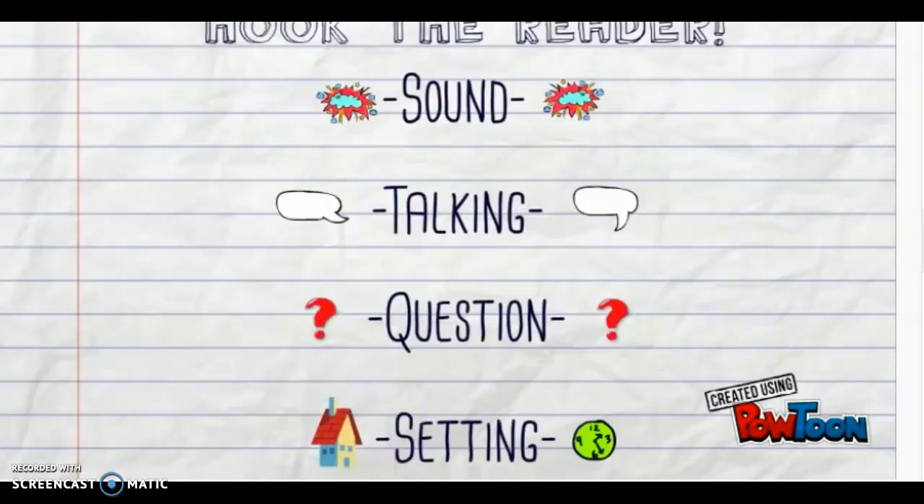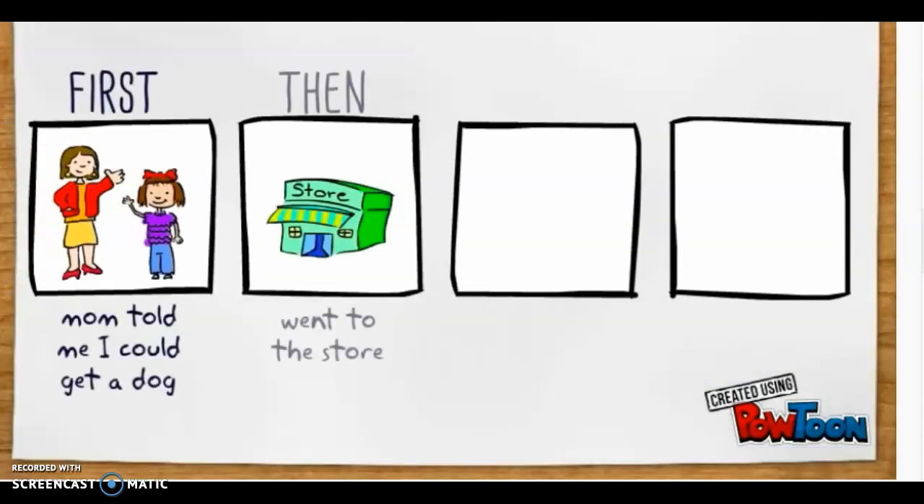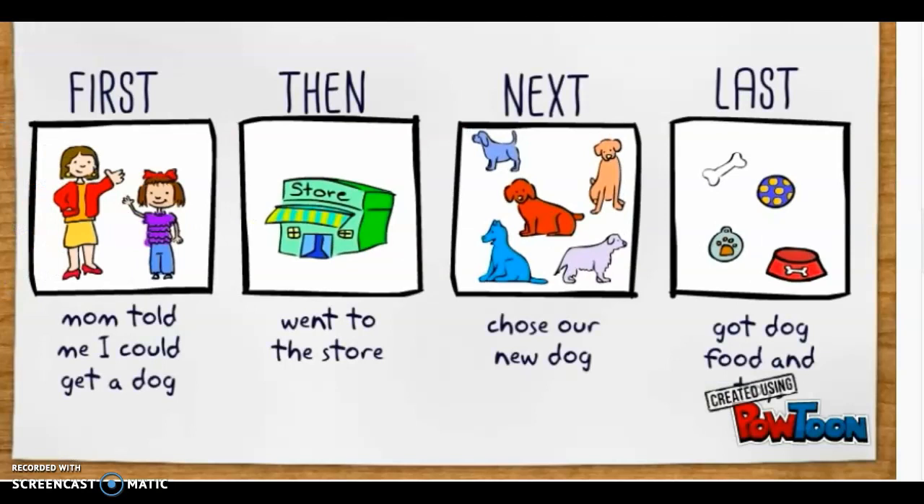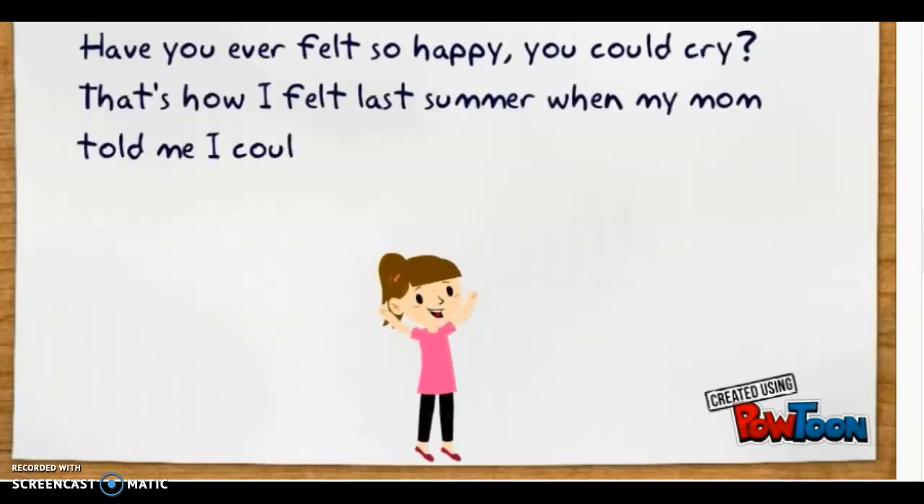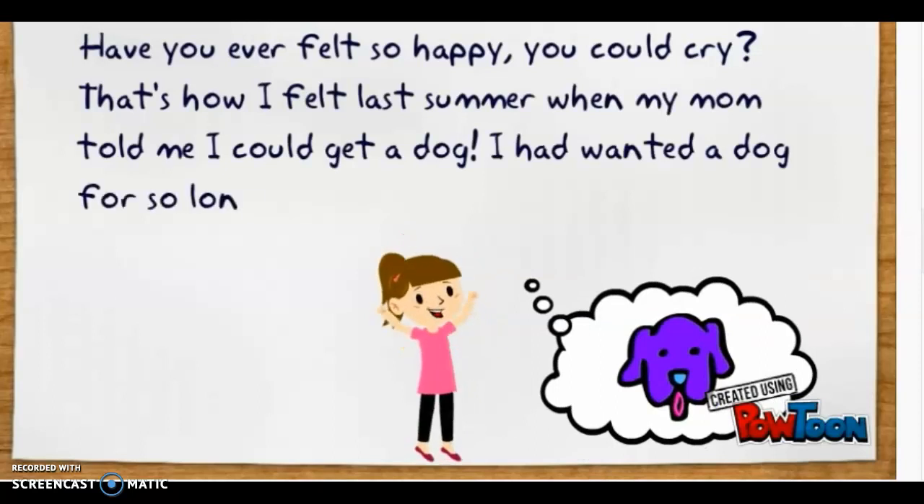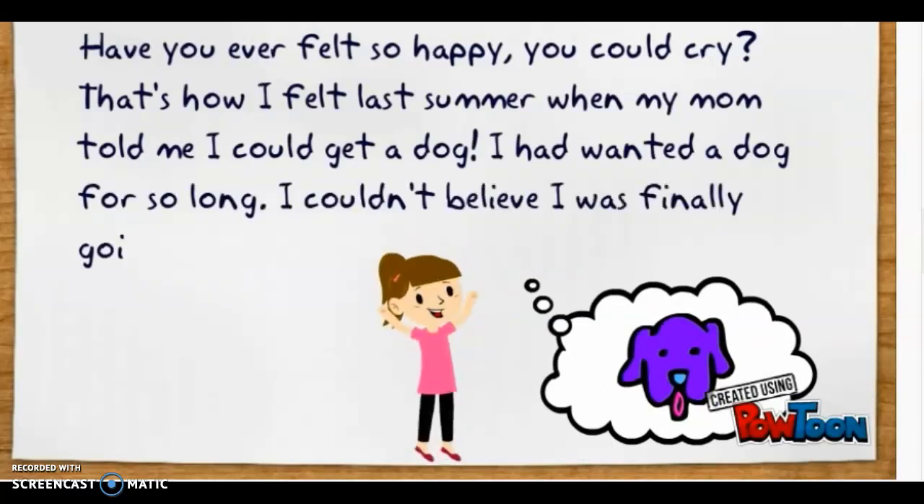So now I have several options about how to start my story. The story I am writing is about getting a new dog. I think I want to start my story with a question. I'm going to write, "Have you ever felt so happy you could cry?" That's how I felt last summer when my mom told me I could get a dog. I had wanted a dog for so long, I couldn't believe I was finally going to get one.